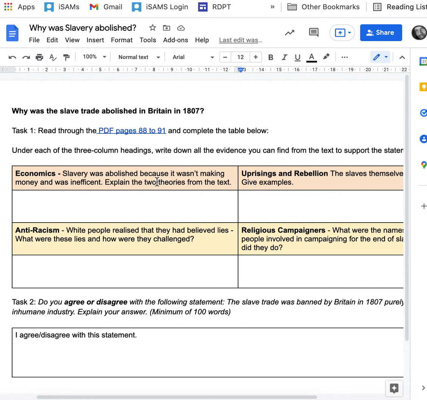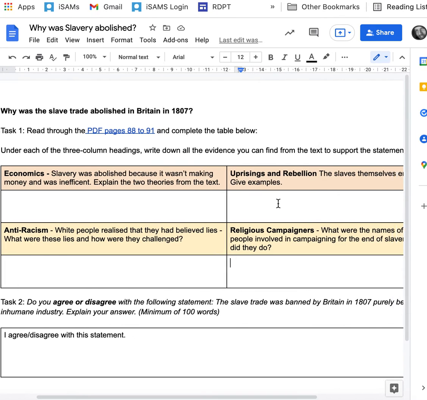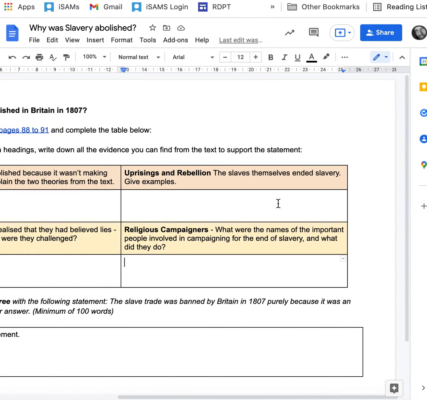And also there's another theory in there as well about the efficiency of a slave compared to someone who you're employing and paying. So was economics more of an important factor in it being banned? The second section you'll read is about actual uprising and rebellion.